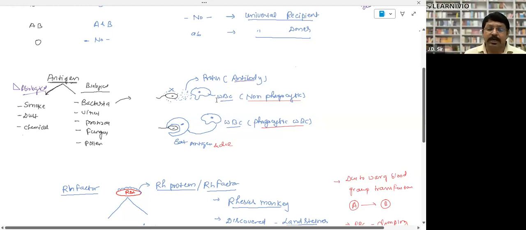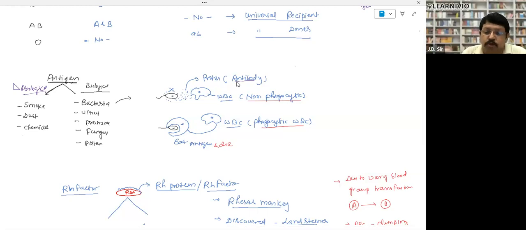Non-phagocytic WBC will not eat bacteria or virus. When bacteria and virus come to them, they release a type of chemical. That chemical is a type of protein. It gets dissolved in the plasma. When this chemical comes in contact with bacteria, the bacteria will die, but the WBC will not die. They are not suicide bombers. This protein released by the WBC is called antibody. Now is it clear? Antibody is a type of protein that remains dissolved in our blood. Is that clear? Antigen, antibody.